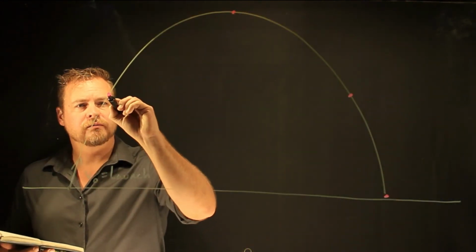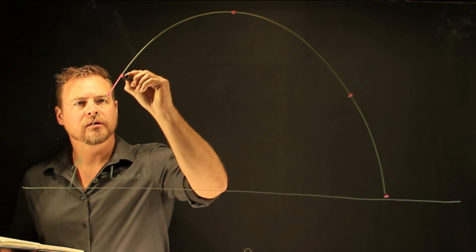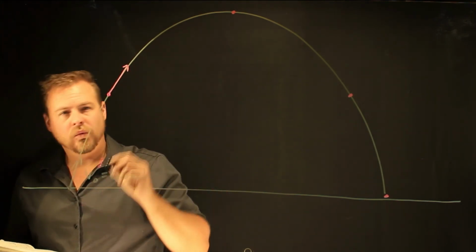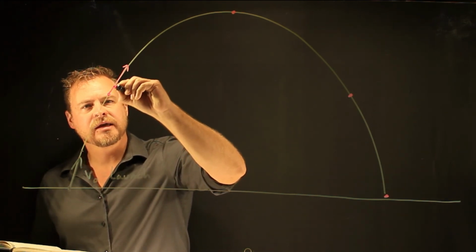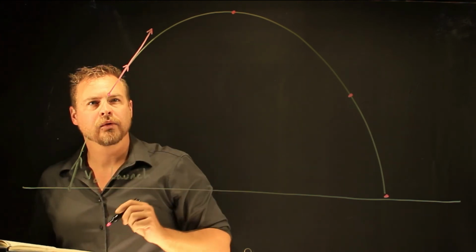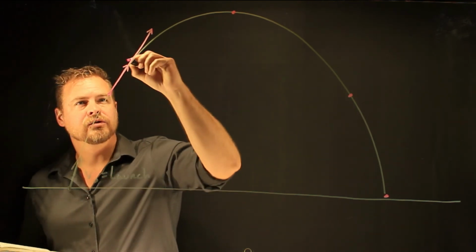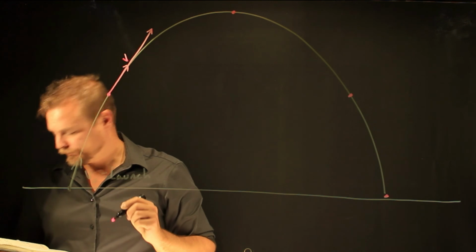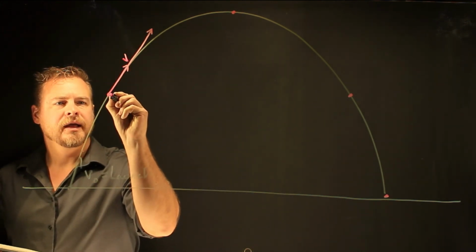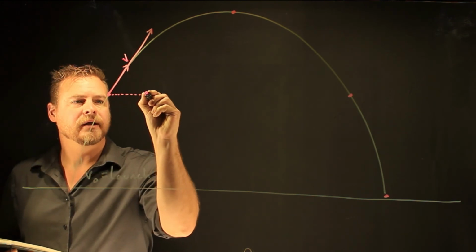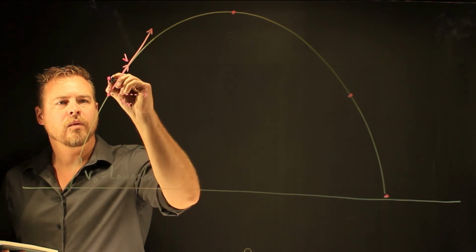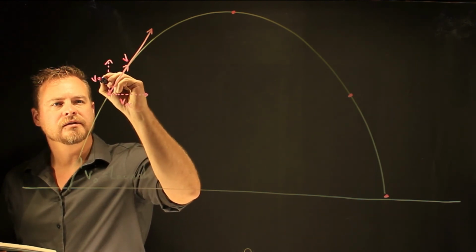The direction of motion is going to be along the path, right? If we keep that going, it's actually the line tangent to that point right there. That is your actual velocity. Now, we've already discussed that this velocity has an x component, v sub x, and it has a y component, v sub y.